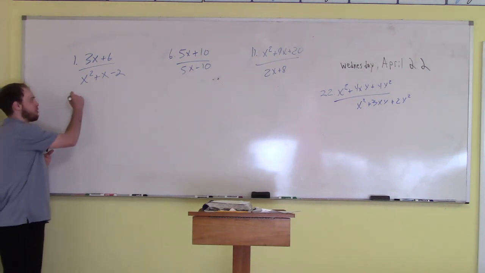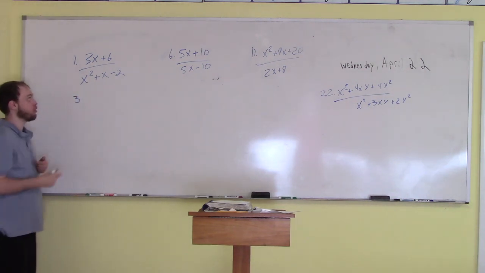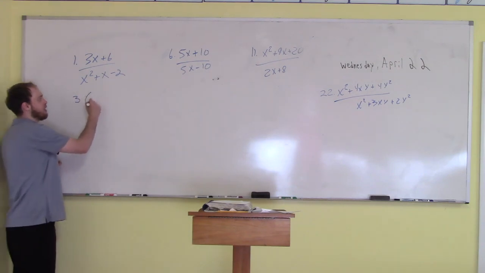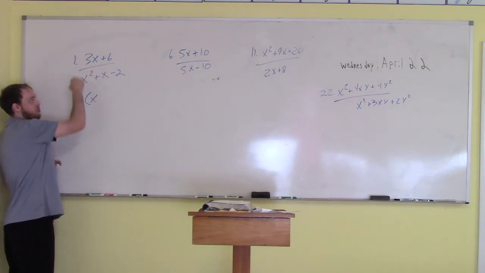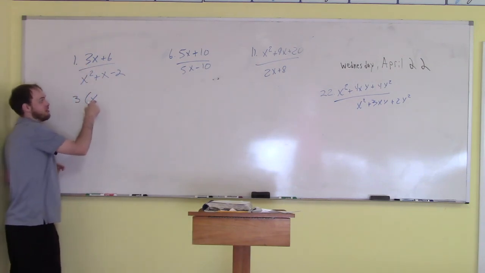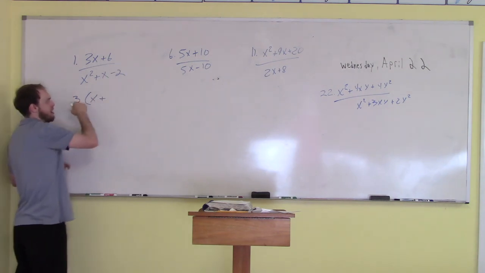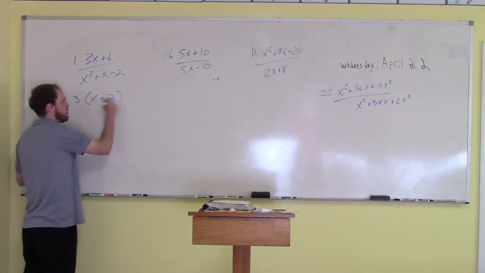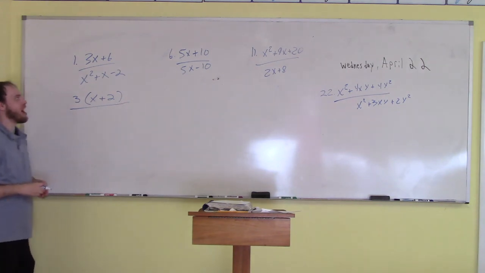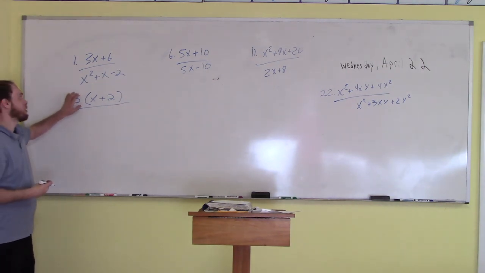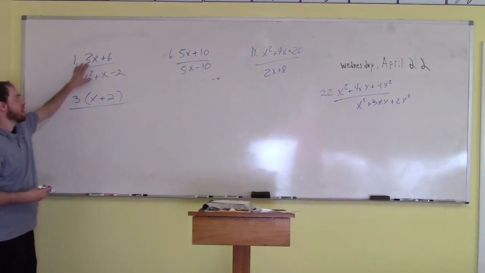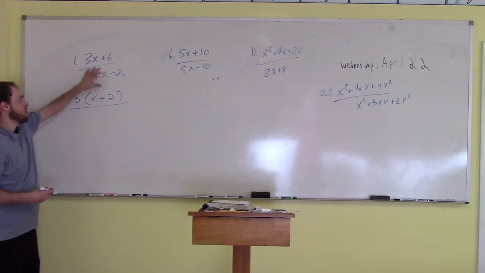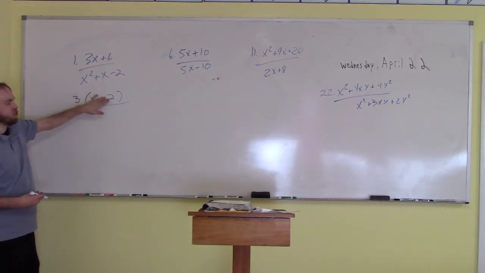When I pull a 3 out, that leaves me with 3 divided by 3, which is x, and 6 divided by 3 is 2. So all I did there was factor out the 3. When I pulled out the 3, that left me with an x, and then 6 divided by 3, which was 2.